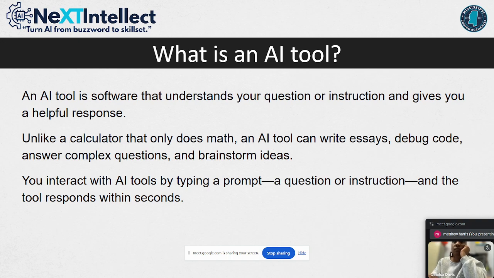That goes into what is an AI tool, and that also was literally an image of a tool to get us thinking of that. No more than that, something that a human could use the same way as you would use a hammer. So an AI tool is software that understands your question or instruction and gives you a helpful response. We can communicate with it in natural language. Unlike a calculator that only does math, an AI tool can do things like writing essays, debugging code, answering complex questions, and brainstorming ideas.